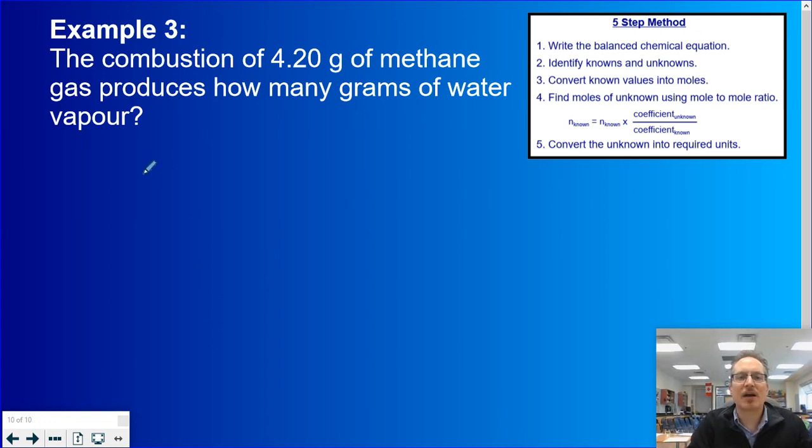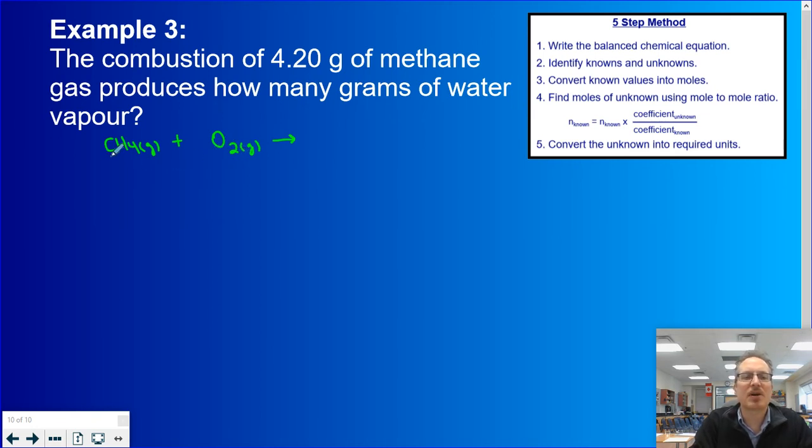So, the combustion of methane. We are going to burn methane. Methane is CH4 gas. It's one of our memorized molecular compounds. We're going to add to it oxygen gas, remembering oxygen is diatomic, and anytime we burn something, we need oxygen for that to occur.